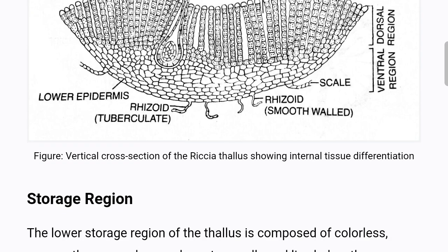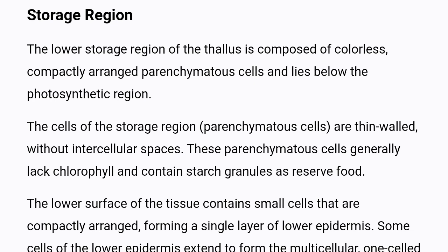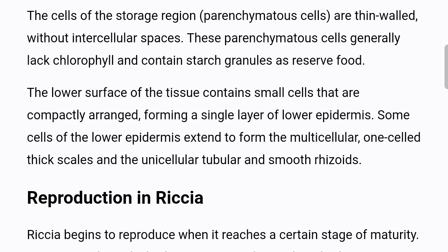Storage region. The lower storage region of the thallus is composed of colorless, compactly arranged parenchymatous cells and lies below the photosynthetic region. The cells of the storage region are thin-walled, without intercellular spaces. These parenchymatous cells generally lack chlorophyll and contain starch granules as reserve food. The lower surface of the tissue contains small cells that are compactly arranged, forming a single layer of lower epidermis. Some cells of the lower epidermis extend to form the multicellular, one-cell thick scales and the unicellular tubular and smooth rhizoids.